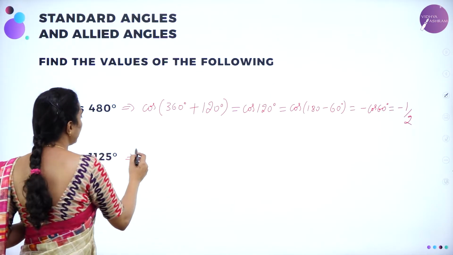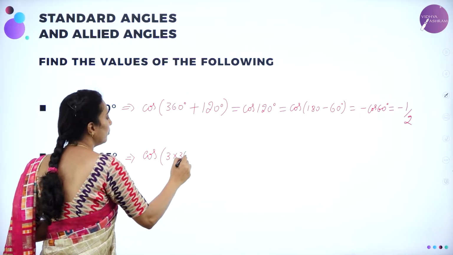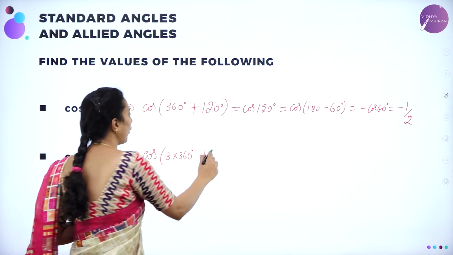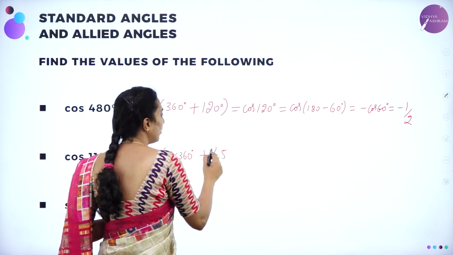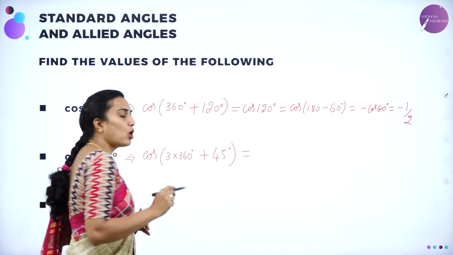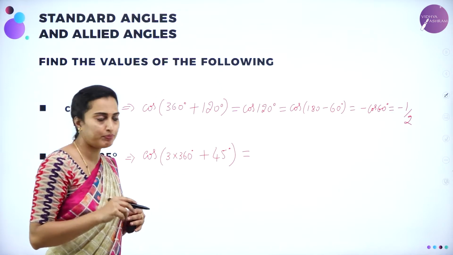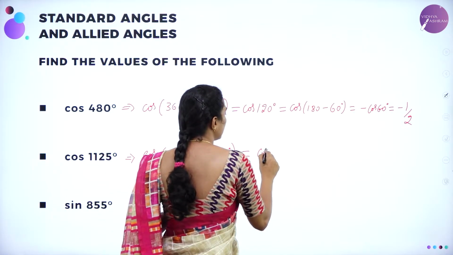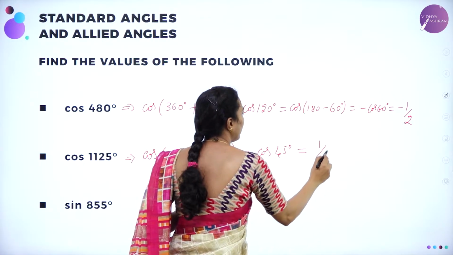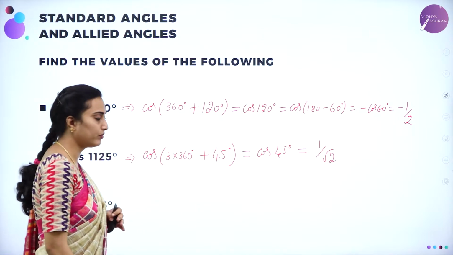So here I can have it as cos of 3 into 360, which is nothing but 1080, plus 45 gives you 1125. So this is equal to, now cos of n into 360 plus theta is nothing but cos theta. So I can write directly here cos theta. Theta value here is 45. Cos 45 is always 1 by root 2. I hope you got how to solve this problem.